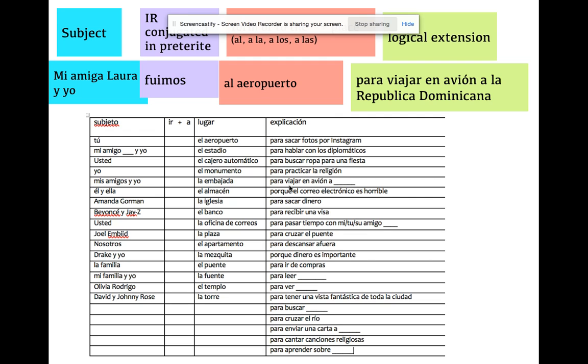So there you have it. This is what you will do for the remainder of this activity. Take your time. Remember to go step by step. Step, subject. Next, ir, conjugated, followed by format of to the, and your place of choice. Followed by finding a logical extension. Remember, if you go straight across, it probably won't make sense. All right, good luck. Be ready for feedback so that way you can learn and improve for your more important graded assignment.